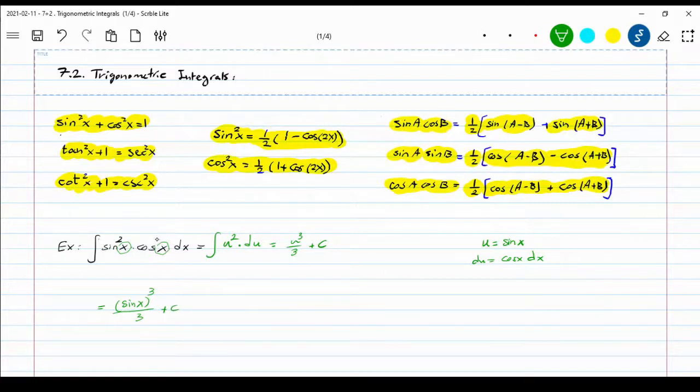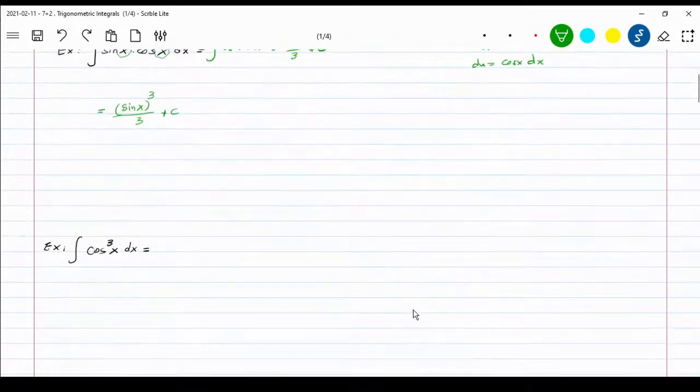As long as you have a trigonometric function to power 1, then you can always pick the other trigonometric function to be the substitution. I didn't pick the power 2, it's just simply the sine is what I picked as the substitution. Okay, let's look at another example.